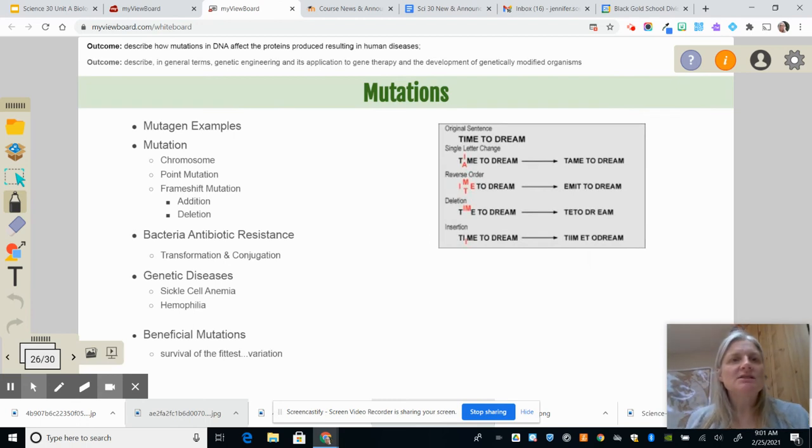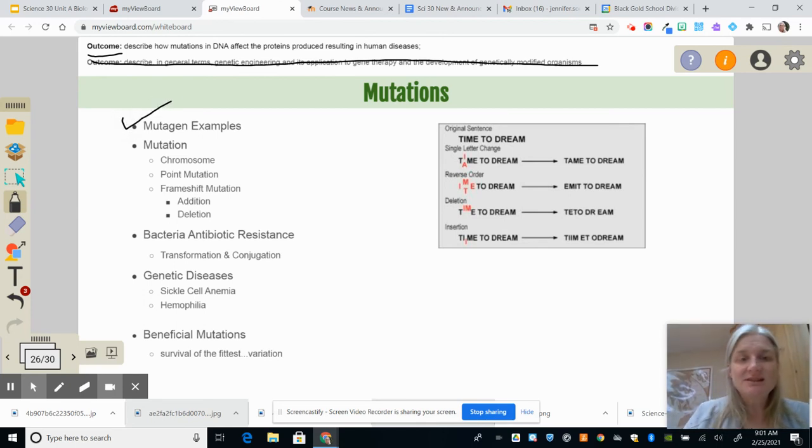All right, mutations. Describe how mutations in DNA affect proteins, resulting in human diseases. And I think the second outcome we do on the next slide too. Okay, so make sure you know some mutagen examples, things that cause mutations in the environment. So environmental things that cause mutations, like smoking, radiation, x-rays, that kind of stuff. Make sure you know those. There are also mutations that occur just spontaneously too.